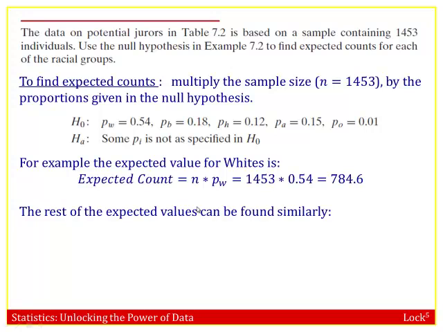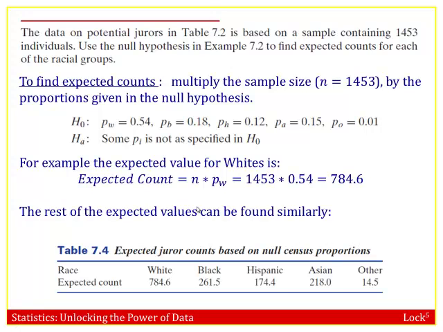And likewise, we find all the rest of the expected counts using each of these proportions for that category. So for example, here are all of the expected values. For the proportion of blacks, we take 1,453 times 0.18, and that gives us 261.5. For Hispanics, 1,453 times 0.12, that gives us that expected count.